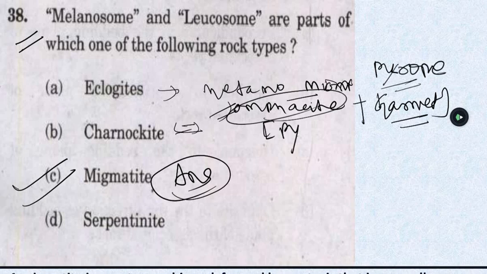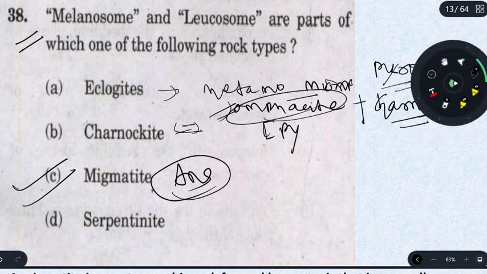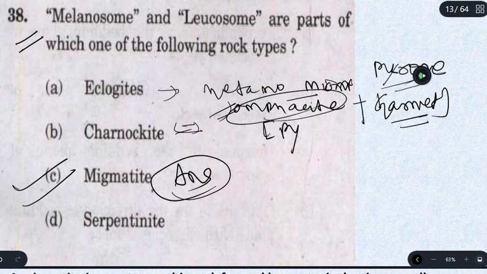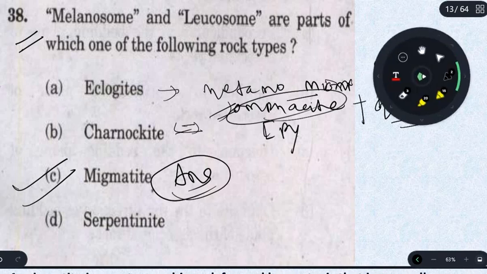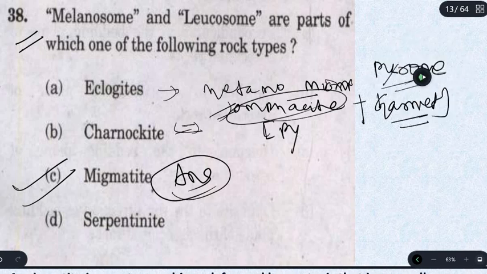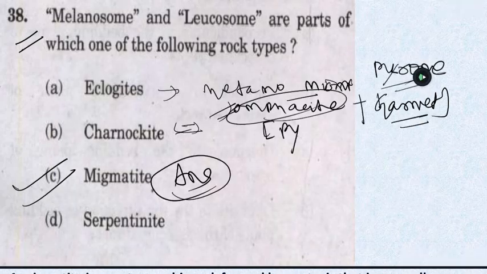Clear? So how will the migmatite form, and how will the melanosome and leucosome appear? What is the meaning of leucosome? Light color banding, right? In the migmatite you also find which type of fold? Which type of fold will appear in the migmatite? Tell me. Granulated, kind of, that is also called granulated, but that is called the ptygmatic fold, right?